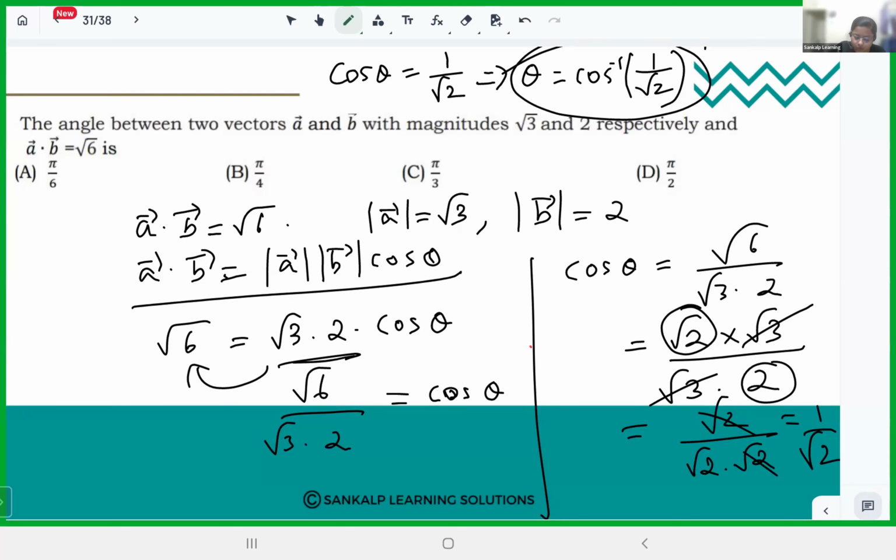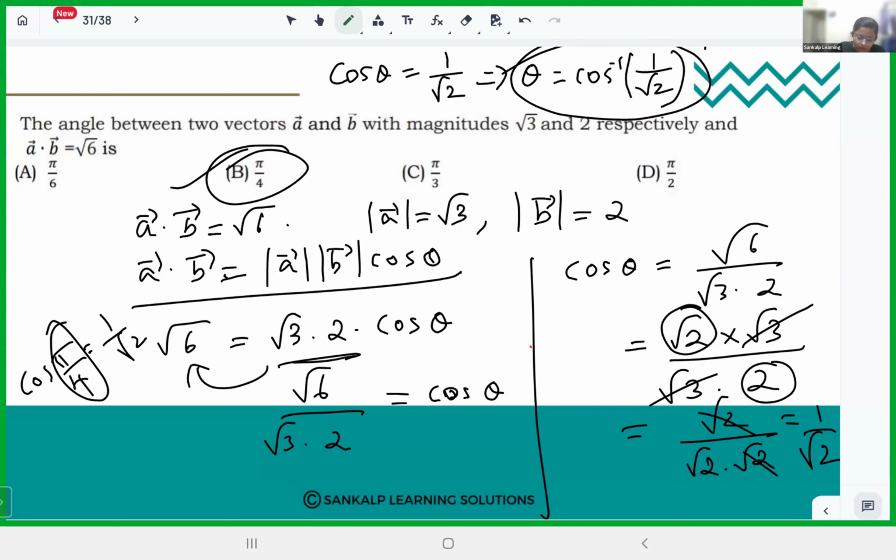It is pi by 4, isn't it? Cos pi by 4 is equal to 1 by root 2. So the value of theta that gives cos as 1 by root 2 is pi by 4. So which option is right? Option B is right. Alright.